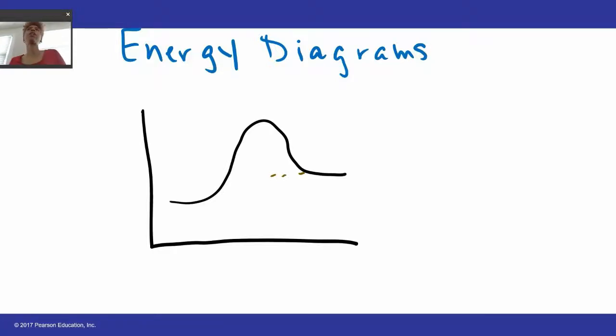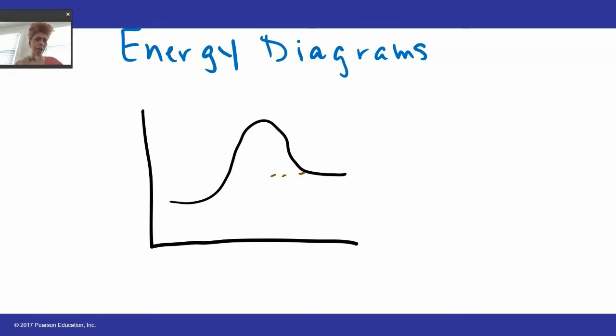So let's see how we take a look at this graphically. Now here I'm representing an endothermic reaction because... well, let me back up. We're going to define the parts of an energy diagram, okay? And I'm using an endothermic reaction to illustrate the parts of an energy diagram.